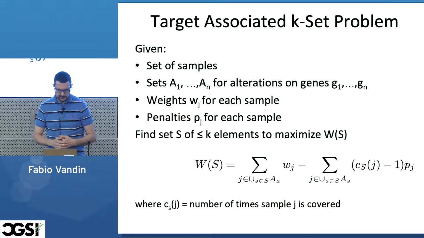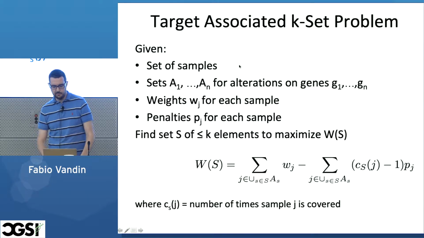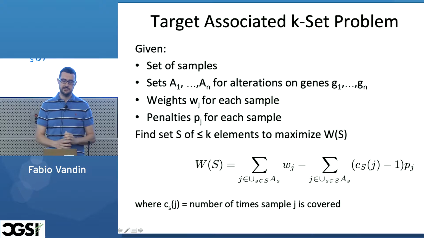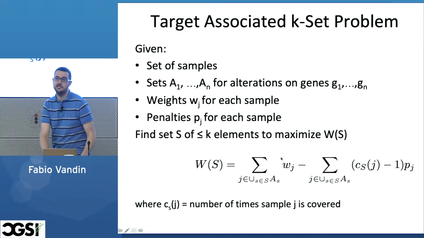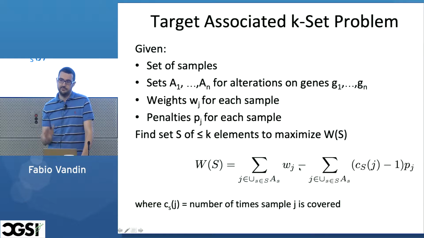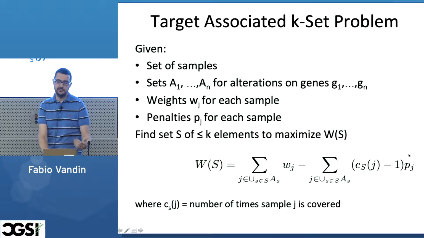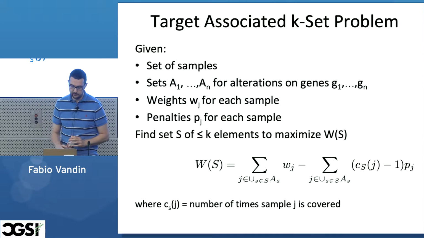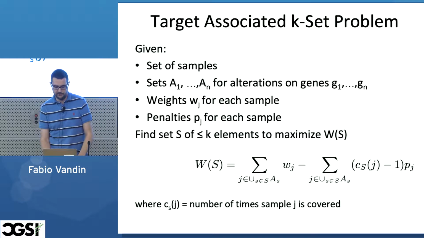Slightly more formally, given the set of samples and the alterations for each gene, the weights for each sample and the penalty, what we want is a set of at most k genes that maximizes the following weight. The weight is given by the sum of the weights of the samples for which we have at least one alteration in the sample, minus the penalty, which is given by the number of times that the sample is covered in excess of only once, times the penalty for that sample. Now this gives us a well-formulated computational problem. We can study it and try to propose algorithms for it.